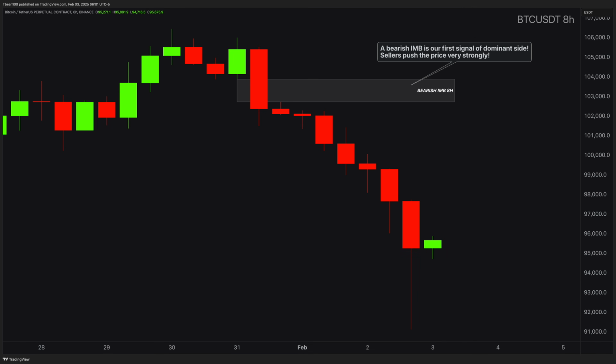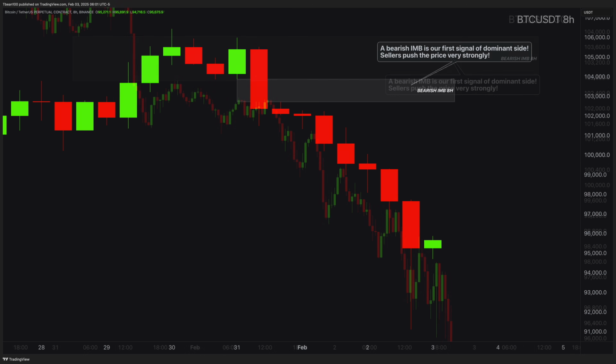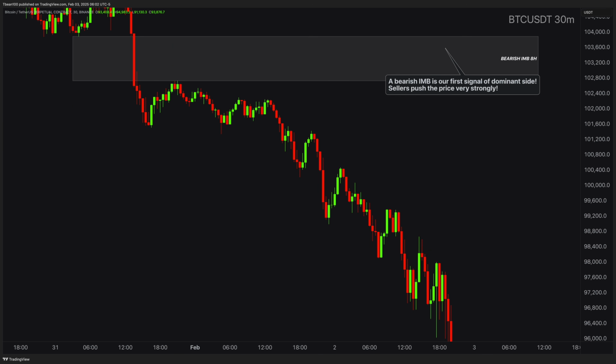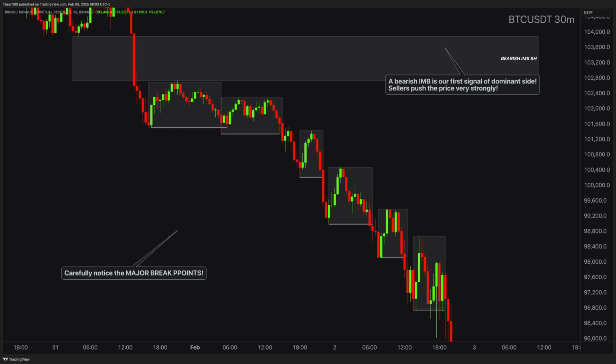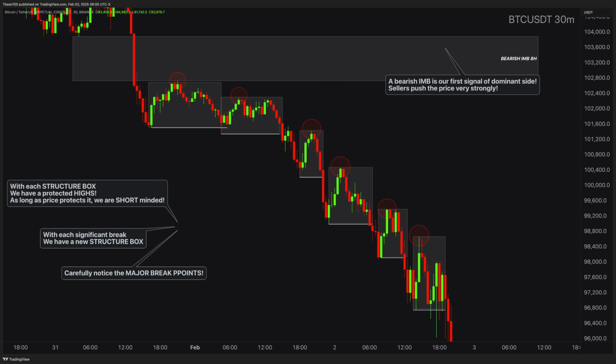Okay, back to the charts. In the hourly charts, you notice this gigantic imbalance. With Donald Trump or some other big news in the markets, the first thing you should do is go down to the lower time frames, and the rest is simple price action. First, watch out for all the major breaks and draw your structure boxes. With every major break, a new protected high will appear.